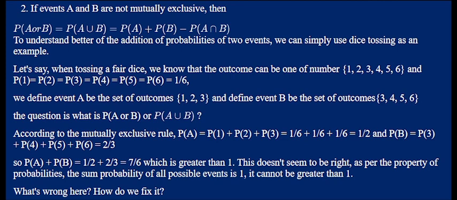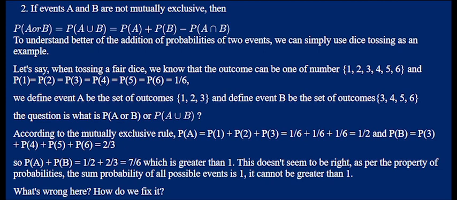To better understand the addition of probabilities of two events, we can simply use dice tossing as an example. Let's say, when tossing a fair dice, we know that the outcome can be number 1, 2, 3, 4, 5, or 6, and the probability of each of these outcomes is 1 over 6. We define an event A to be the set of outcomes 1, 2, and 3, and define event B to be outcomes 3, 4, 5, and 6. So the question is, what is A or B, or A union B?